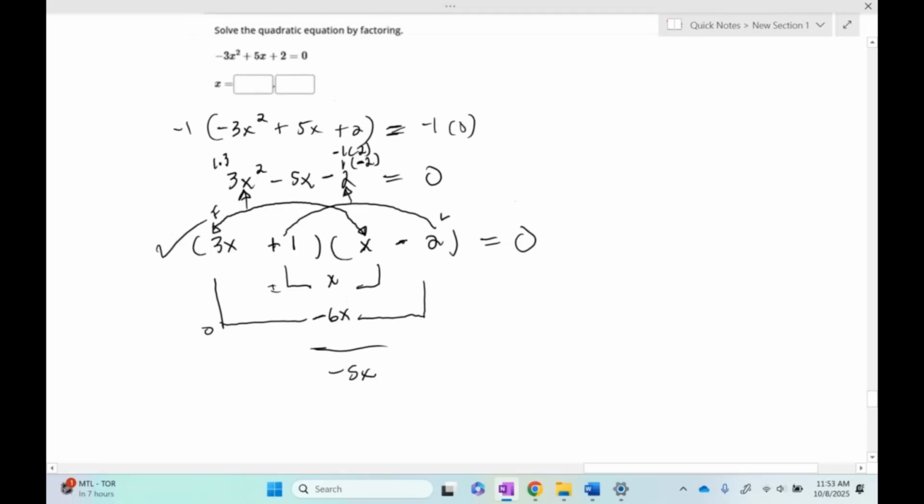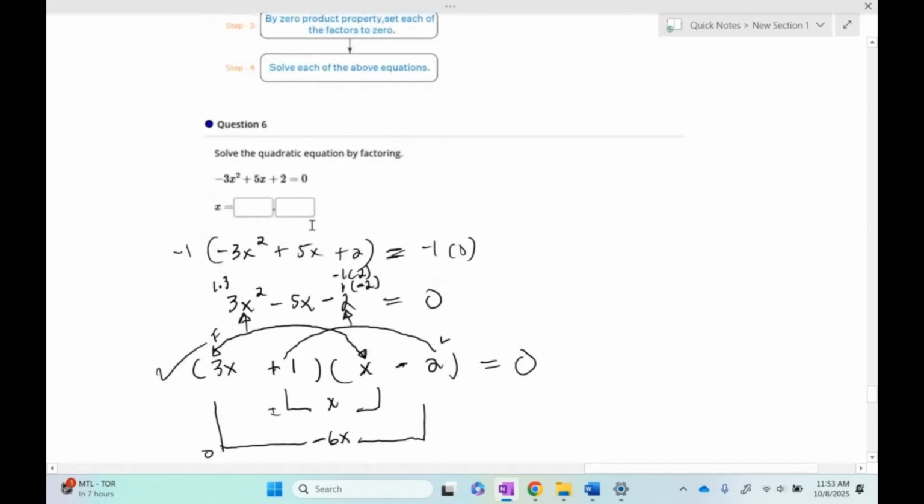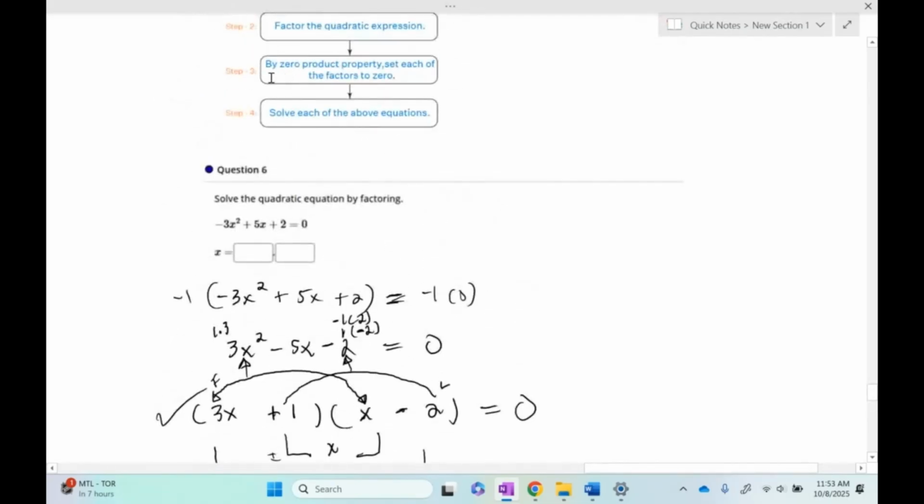All right, so I'm just going to rewrite this. I have 3x plus 1 times x minus 2 equal to 0. Once all the dust settles, this is what we have. It's factored. It was written out as a trinomial, and now it's written as something times something else set equal to 0. The last part says to use the zero factor property.